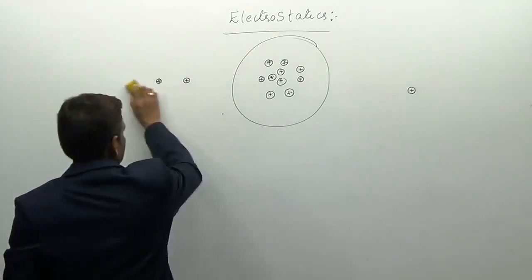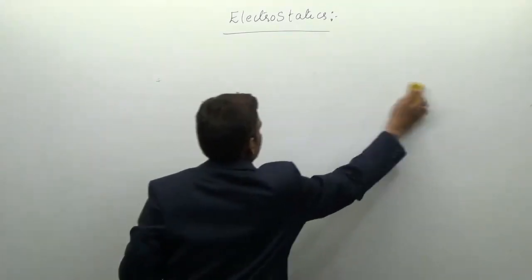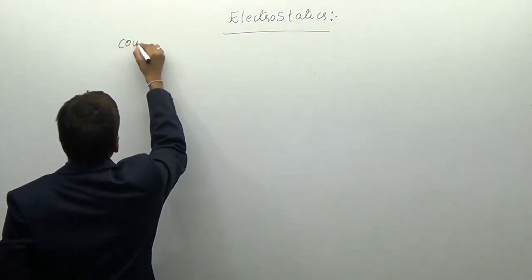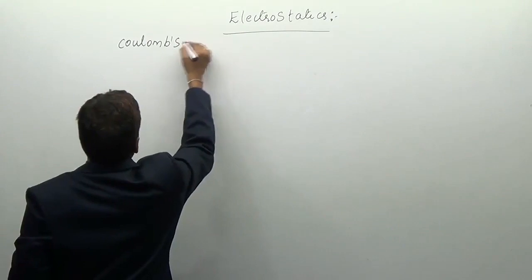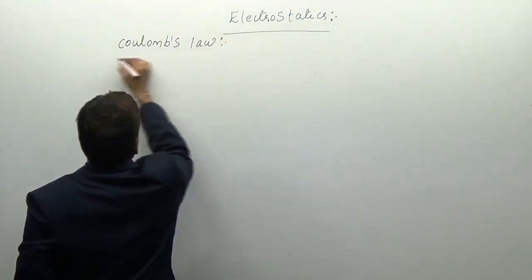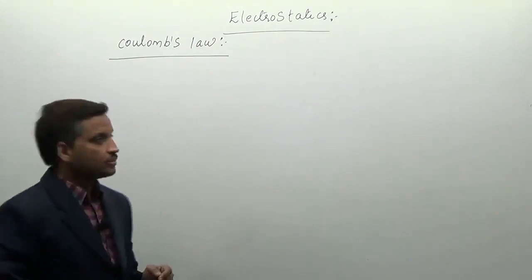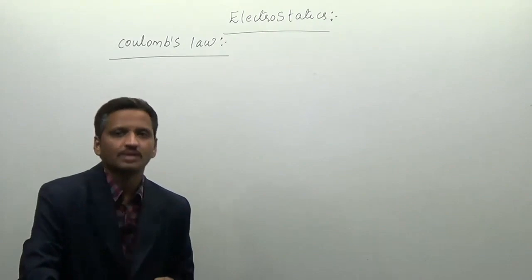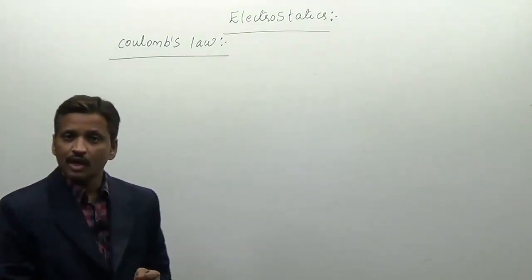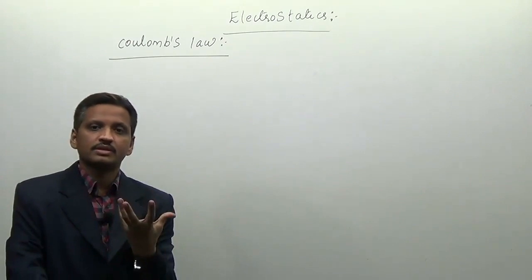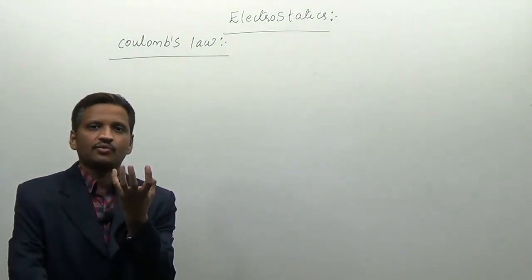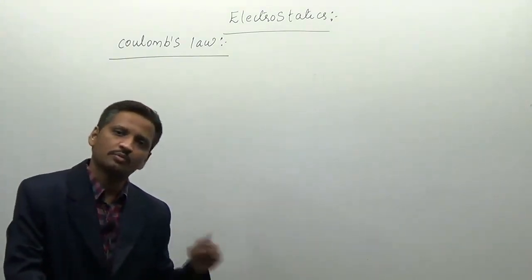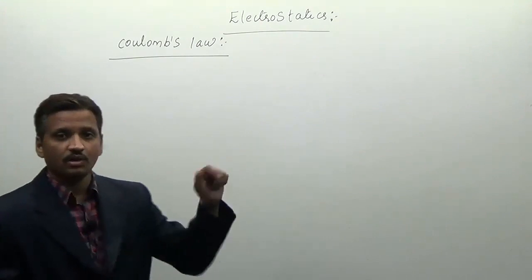Next, the topic that we are going to start in electrostatics is Coulomb's law. Every electrostatics concept starts with Coulomb's law. What does Coulomb's law say? Who is this Coulomb? Charles Coulomb is the one who gave us the idea that there is a force of attraction or a force of repulsion between any two charges, whether both are positive or negative, or one is positive and the other is negative.